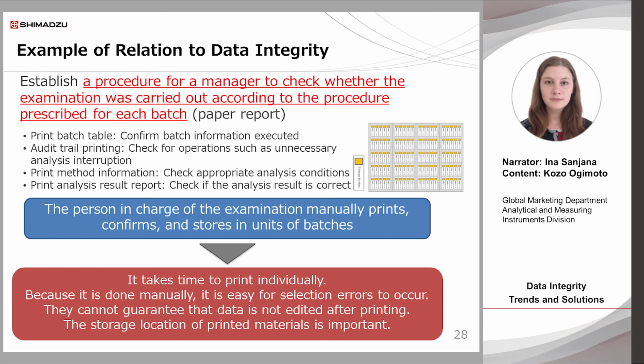In most cases, chromatography tests are carried out in batches. A manager needs to check whether the tests have been carried out according to the established SOP, and this is done per batch. For example, they may print out a batch table of test sample information, i.e. batch sequence information, and verify that the analysis was performed on the correct samples and in the correct order. The audit trail and log are then printed to determine if there were any errors or if the analysis was unnecessarily interrupted, aborted, or restarted.